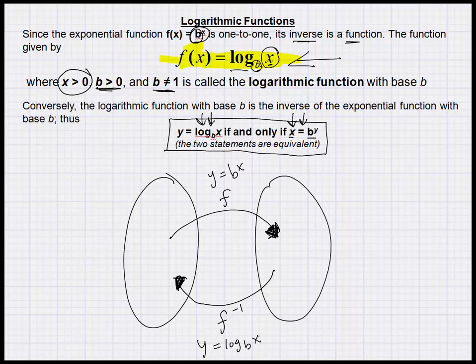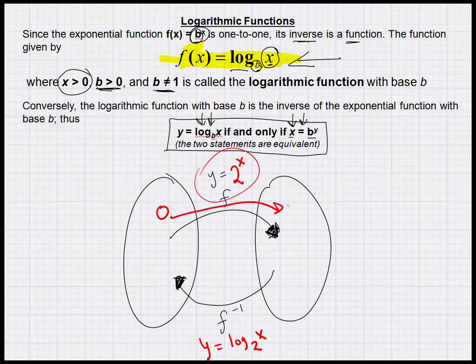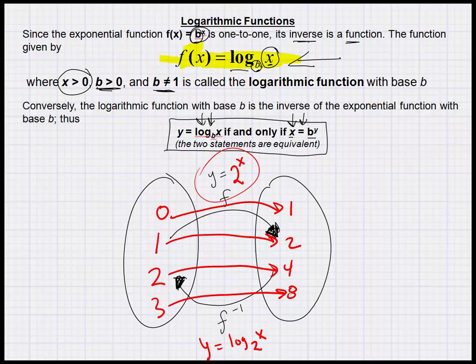Alright, well, to think about how this is going to work, let's not just do a general exponential and log, let's do a specific one. So let's go with y equals 2 to the x. And then the inverse would be y equals log base 2 of x, because the base has to be the same. Base here is 2, base here is 2. So let's think about this. If I plug in 0 into this function here, what's going to happen? I'm going to get 1. If I plug in 1 into that function, I'm going to get 2. If I plug in 2, I'm going to get 4. I plug in 3, I'm going to get 8, etc.